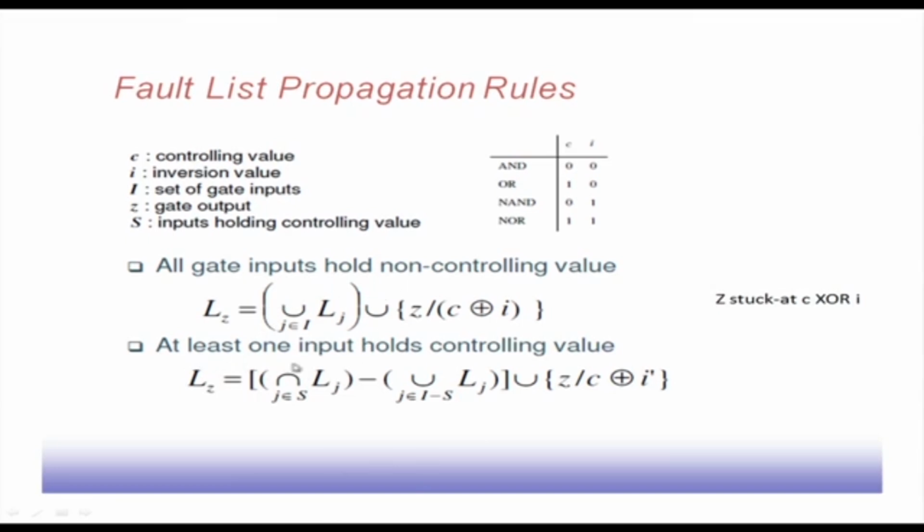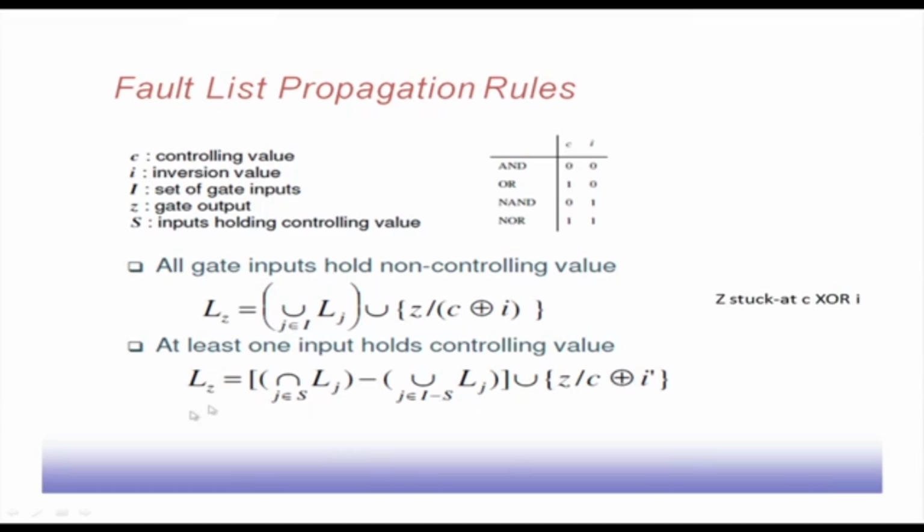On the other hand, if at least one of the inputs holds controlling value, then there is a problem, because it will not be able to see all the faults. So, which faults will propagate? If I have S as the set of inputs holding controlling value, then you have to take the intersection of these. Whichever faults are common between all those controlling points, minus the union of all the faults at the gate inputs at the non controlling value. So, this minus this. This becomes the first part, and the second part is Z stuck at C XOR I bar. So, that can be detected.